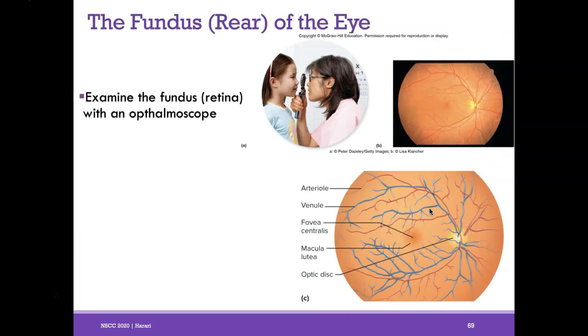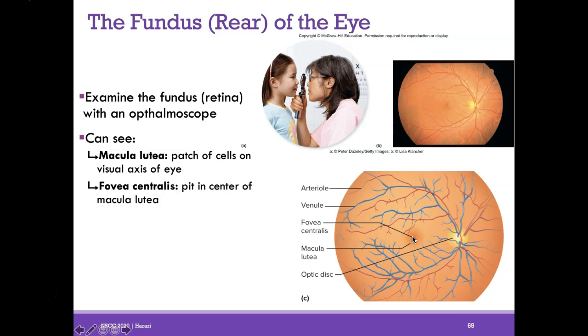You could examine the rear of the eye, the fundus, with an ophthalmoscope. So that's how you look at the retina. And you can see the macula pretty well. Over here, that's the spot. This is the macula. And you can see the fovea, which is the pit in the center.